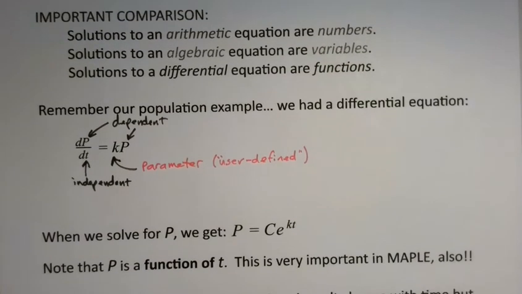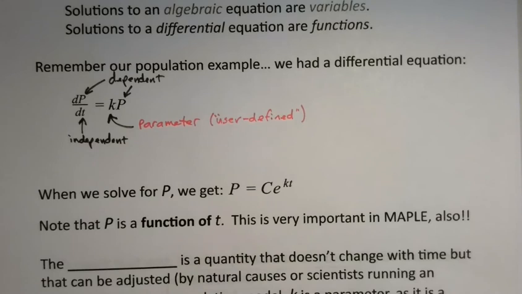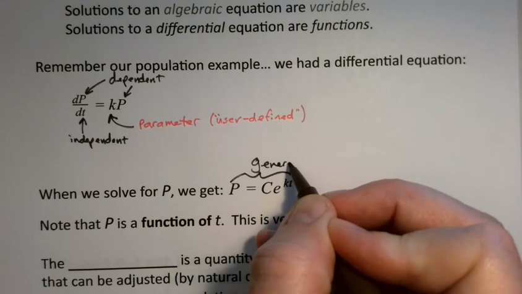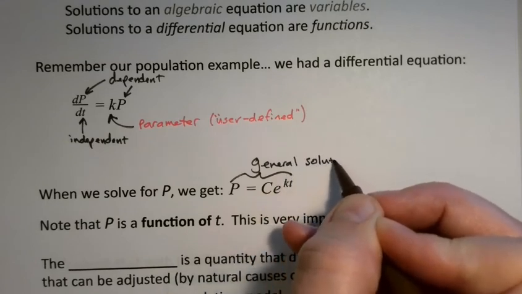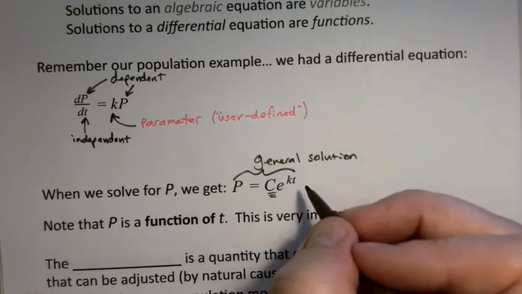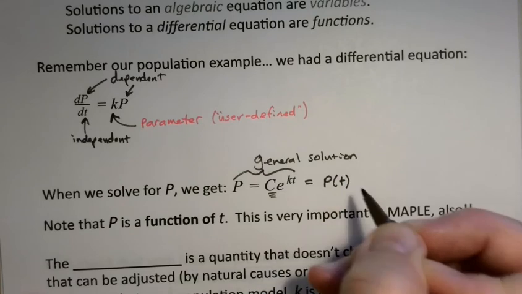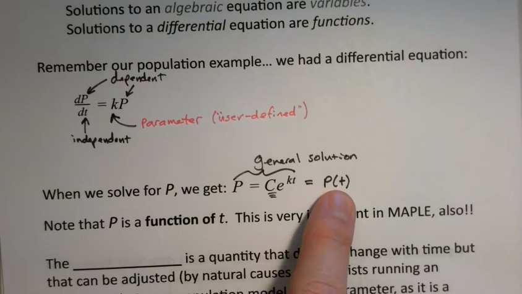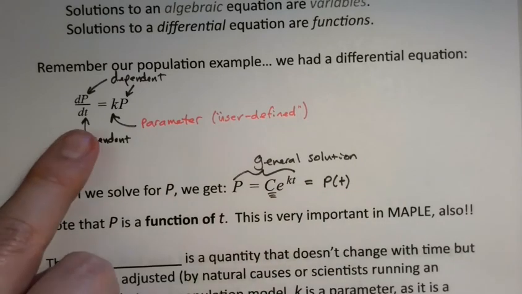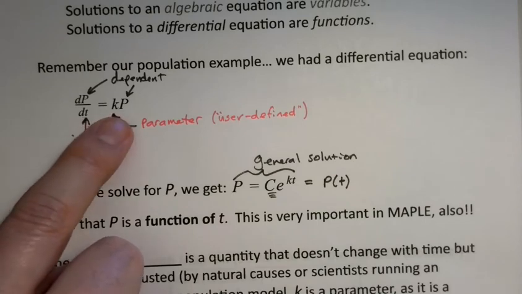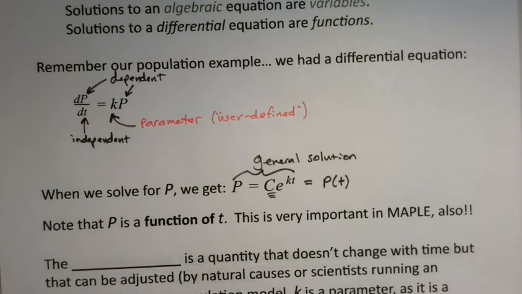So when we solve for p, we know we came up with an equation that looks like this, and we called this thing a general solution. And you can tell it's a general solution because it has this constant due to integration. And that itself is a function, right? It's a function of t. So the solution to this differential equation is itself a function of t, p of t. So what this differential equation is saying, take the derivative of some function with respect to time, and you will get a constant times that function itself. That's what the differential equation is saying.